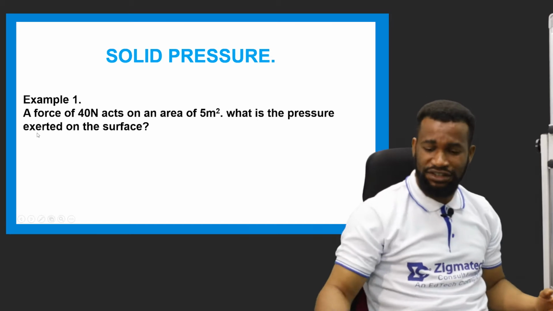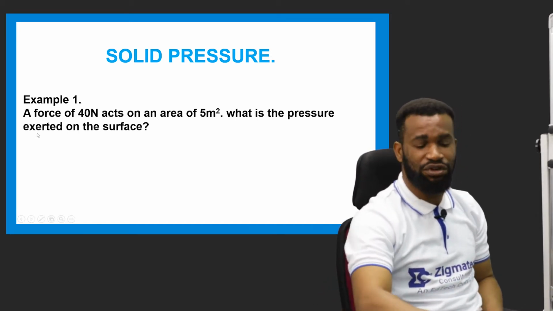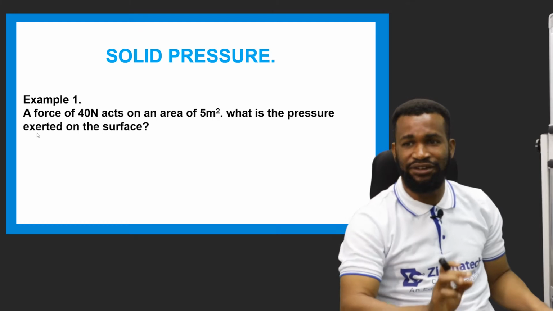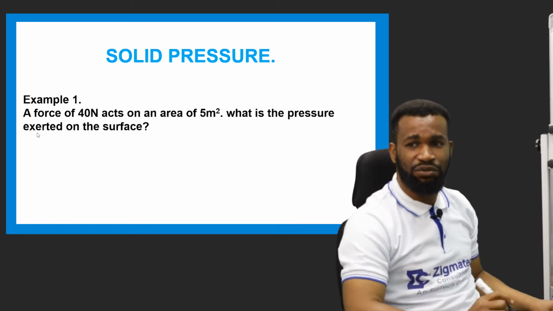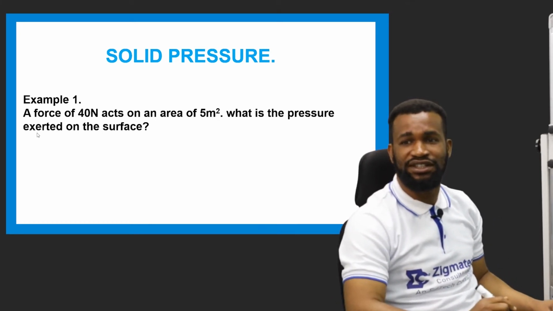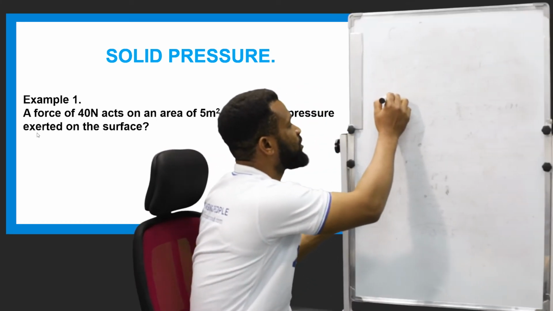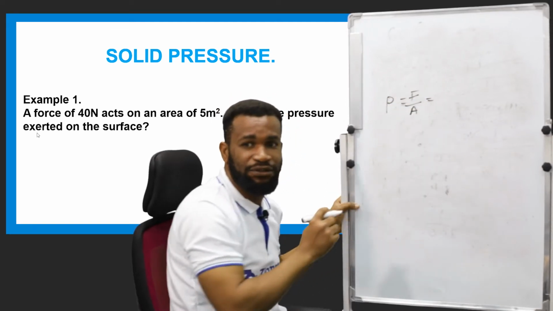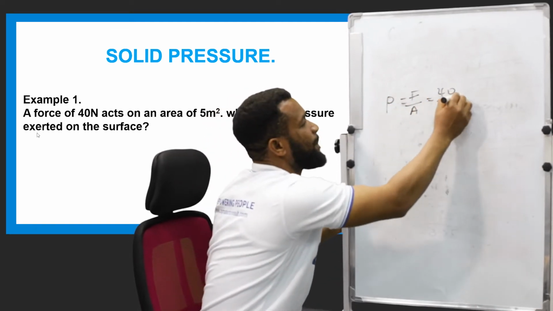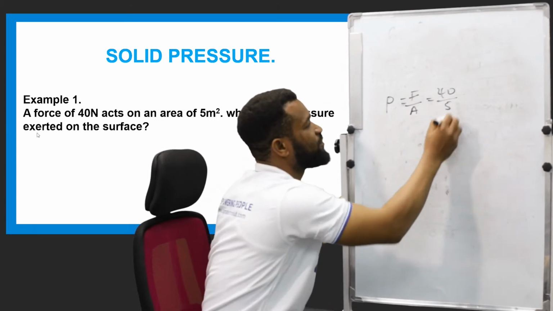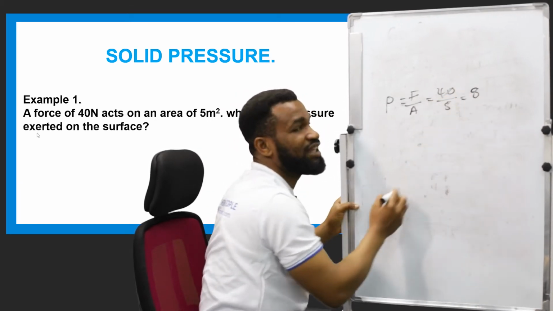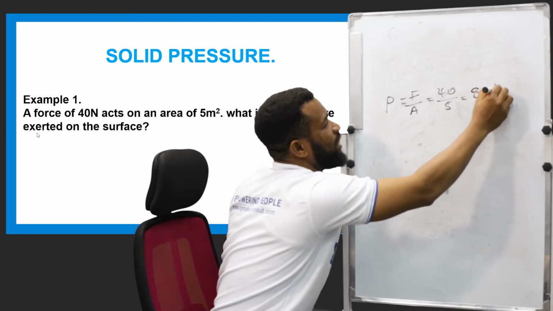Now we have a very simple example to solve concerning pressure. It says a force of 40 Newton acts on an area of 5 meters squared. What is the pressure exerted? In this case, pressure is force per unit area, and the force given is 40 and the area is 5. At this point you have that pressure is 8 Newton per meter squared.